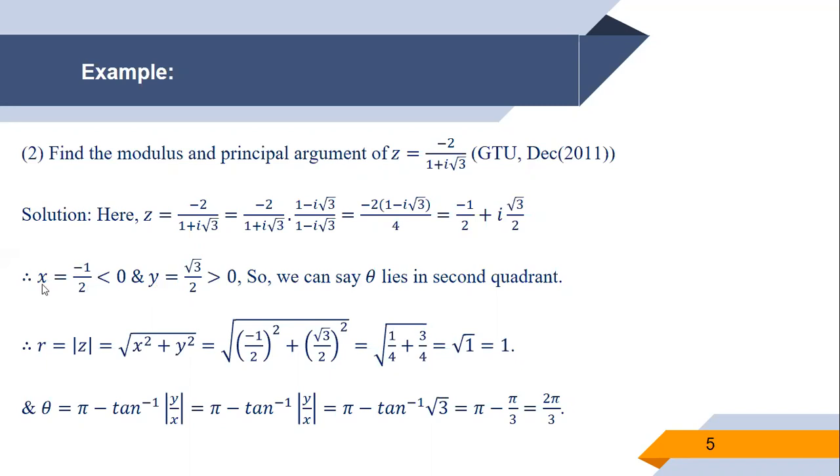Okay. So second quadrant: x is less than 0, y is greater than 0. That means the second quadrant. Then the formula for the argument of z: theta is equal to pi minus tan inverse of y by x. So pi minus tan inverse y by x, where y is root 3 by 2 and x is minus 1 by 2. So this is nothing but root 3. Because tan inverse root 3 is pi by 3, pi minus pi by 3 is 2 pi by 3.